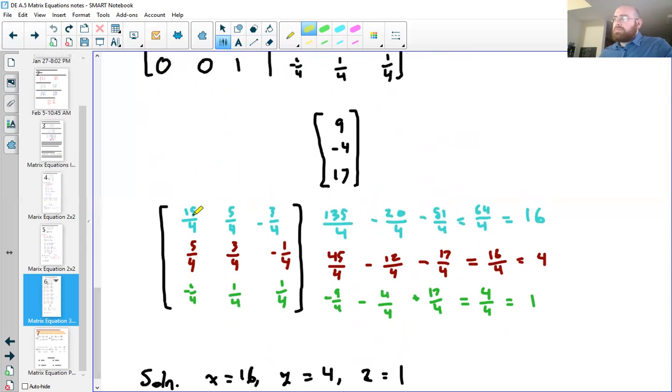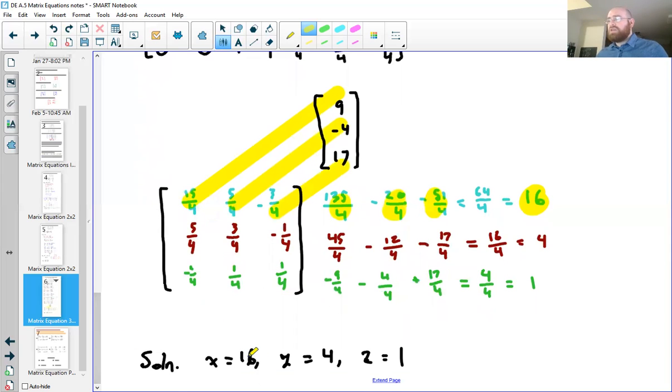I then multiplied pairwise, just like we normally do, to get our 3 terms. I added them using my calculator. 64 divided by 4 is 16. We repeated this process for the row in brown and the third row in green. Note that that's a negative 1/4 right here. And then we were able to find our solution, x equals 16, y equals 4, and z equals 1.